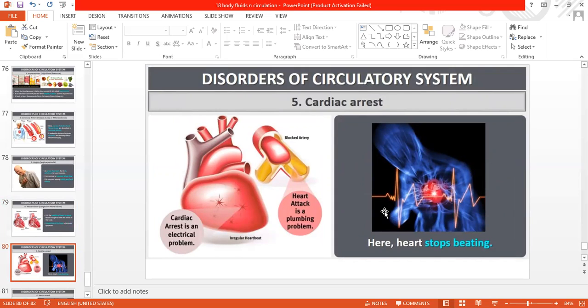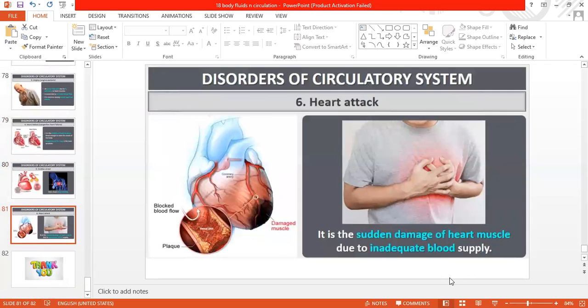Cardiac arrest. Cardiac arrest, as you see, is an electrical problem. In cardiac arrest, the heart stops beating, and it's fatal. It leads to death. Heart attack is the sudden damage of the heart muscles due to inadequate blood supply. So you have just seen that a heart attack is due to inadequate blood supply to the muscles.